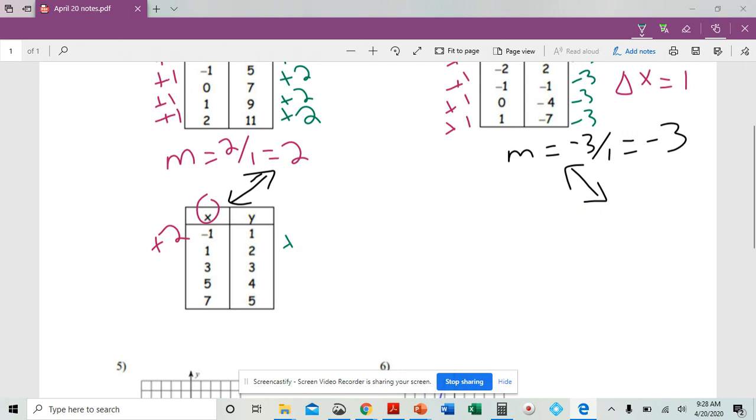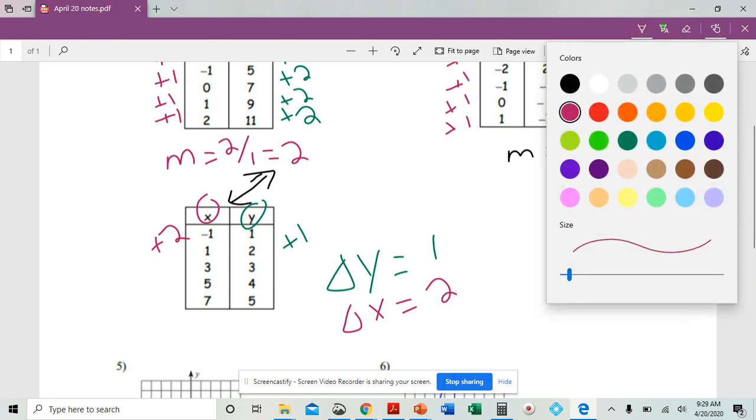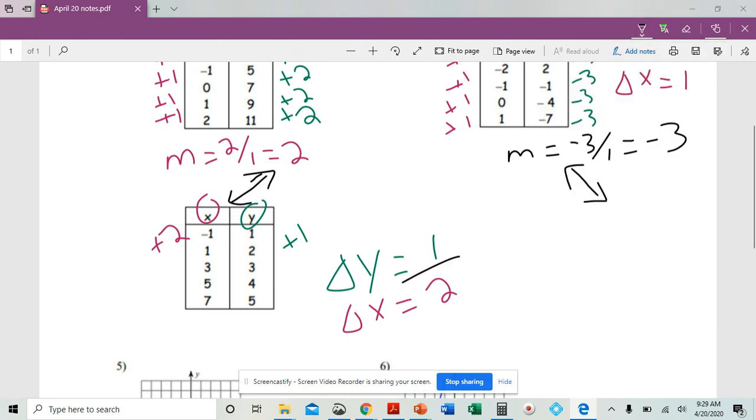We added 1. 2 to 3, 3 to 4, 4 to 5, we added 1. All right, so our change in y is going to be 1, and our change in x is going to be 2. When we put them in the proper ratio, we're going to get 1 over 2, which is 1/2. So our slope is going to be 1 over 2, 1/2.